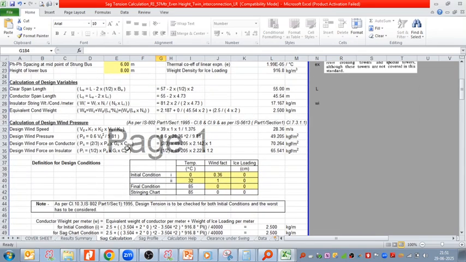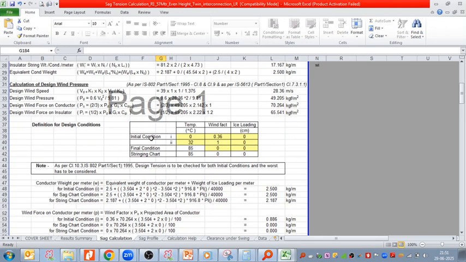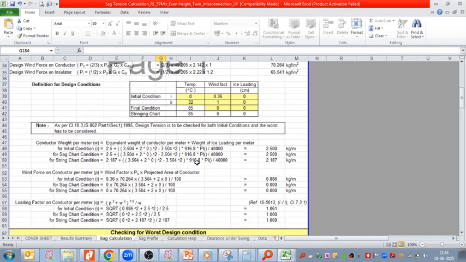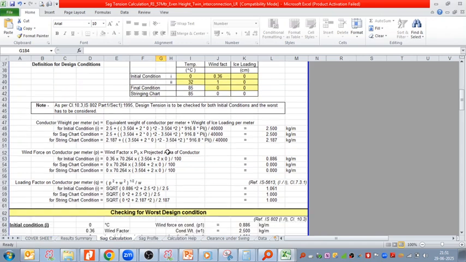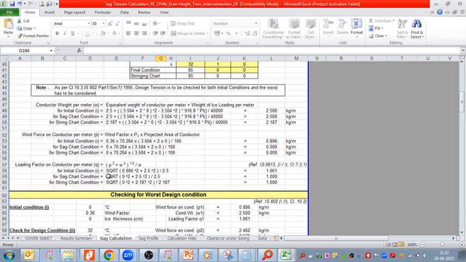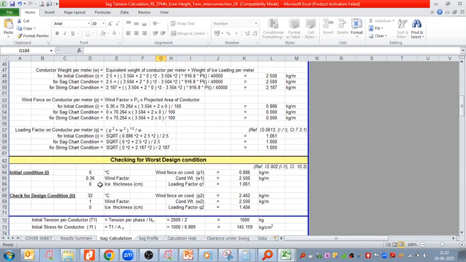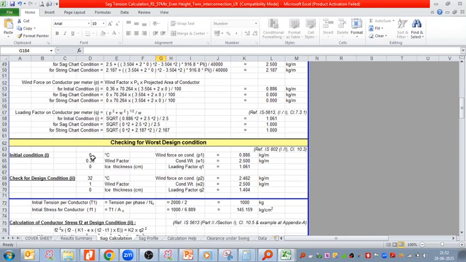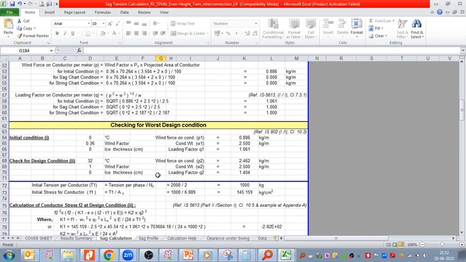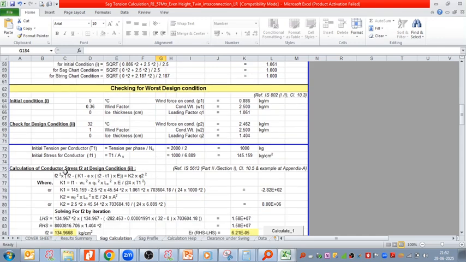Or 85. Let us look here: initial condition, final condition, stringing chart. Here I have taken 85 instead of 75. And my initial condition is 2.5 kg. Conductor weight per meter, wind force, loading factor, and then initial conditions at 36%, 0.36, we have mentioned here. Check for design conditions, wind factor, and then initial tension.